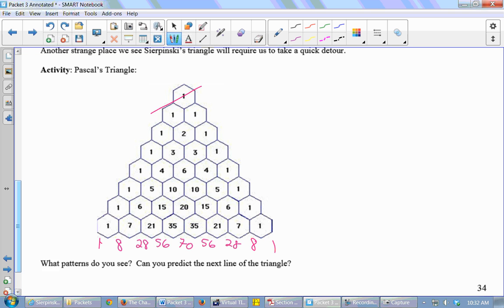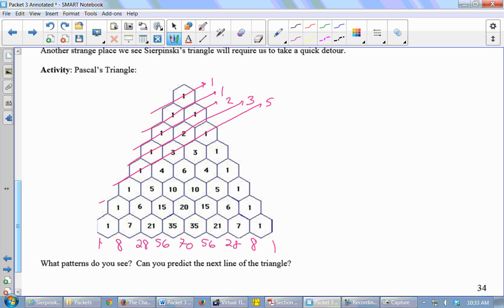Okay, so here's my first one. The only number that line went through was 1, so I have 1. And then my next one, the only number that I went through was 1, so I get another 1. And now I went through a 1 and a 1, so I get a 2. And then I have 1 plus 2, which is 3. And then this line went through 1, a 3, and a 1, which adds up to 5.